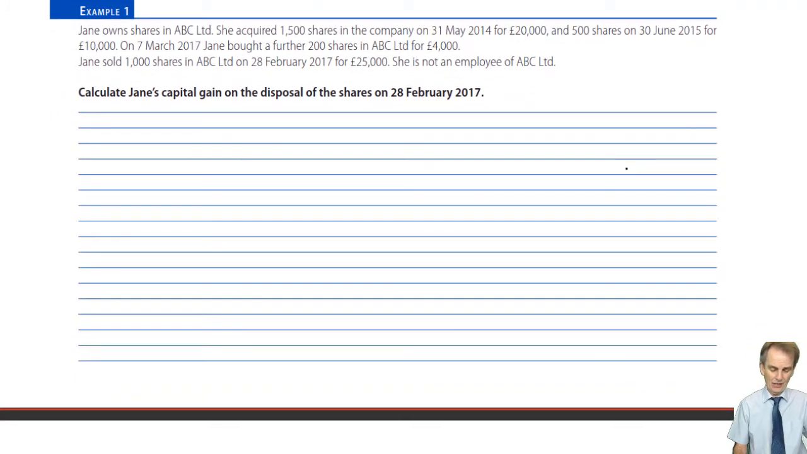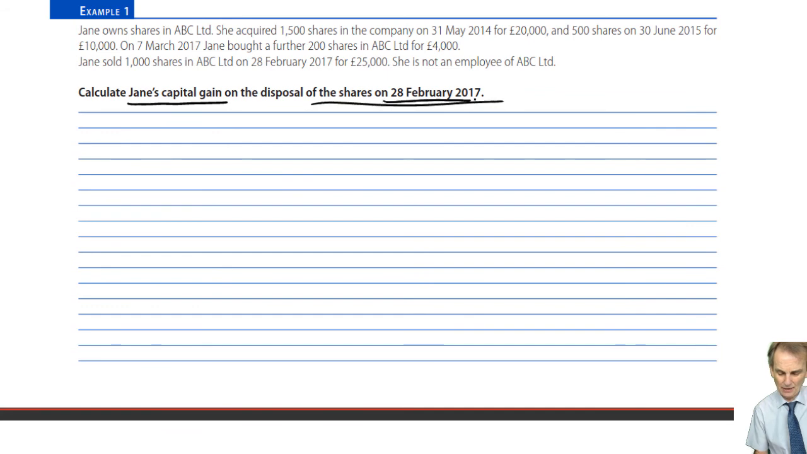Let's have a look then at this example. Our requirement is to compute James' capital gain on the disposal of the shares on the 28th of February 17. Look very carefully at that disposal date, because we're going to have to check, firstly, did we buy any shares on the 28th of February 17? Or did we buy shares within the following 30 days? Or did we just have shares acquired before that particular date? That's the basis that we've now got to work on here.